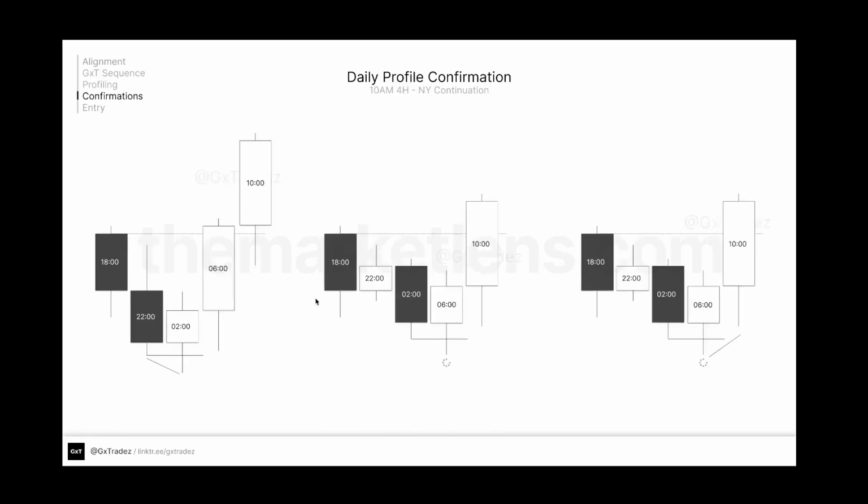Right now, this is 10 a.m. 4-hour continuation. It's essentially the same thing, where you have either one of these sequences, whether 2 a.m. is a PSP, 2-stage PSP, or SMT, and you're just trading 10 a.m. continuation away from that, or 6 a.m. does one of those three things, right? We either have a PSP with a 6 a.m. candle, or a 2-stage PSP, right? Or just SMT, it doesn't matter.